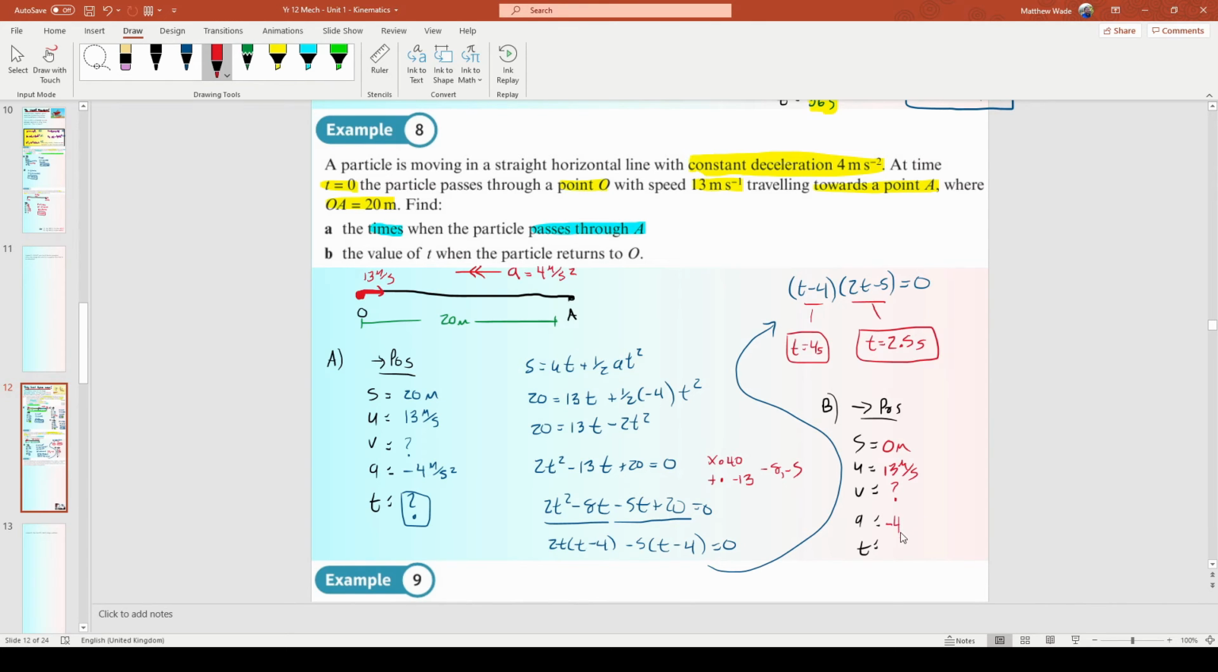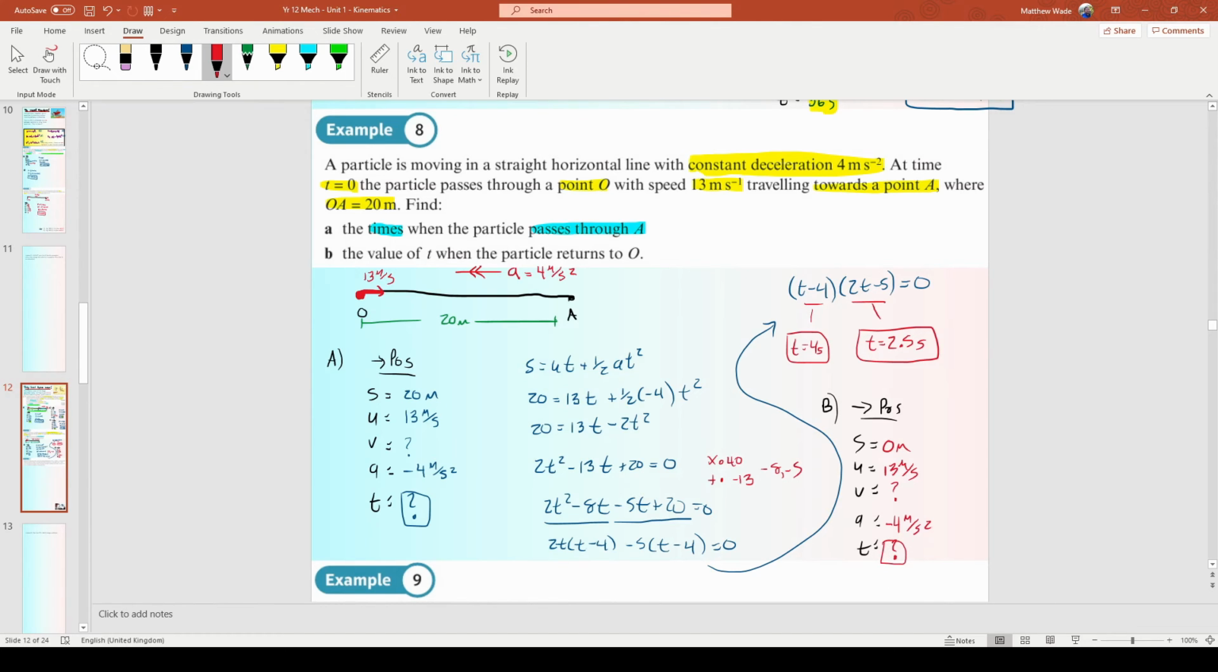Acceleration is minus 4 meters per second squared. And the distance that it goes is also unknown. No, it goes 0. V is unknown. A is minus 4. Oh yeah, of course. T is what we're after. Yeah, sorry about that. I don't know what I was thinking. There you go. T is what we're after.